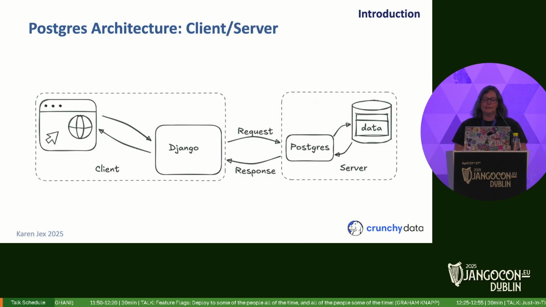So in our case, the client is our Django app, and for the purposes of this presentation, I am pretty much treating the left-hand side of this slide as a black box, because you all know so much more than I do about what happens on that side of things. And I'm going to concentrate more on the right-hand side, on what happens once it gets to Postgres, what's Postgres doing with it.